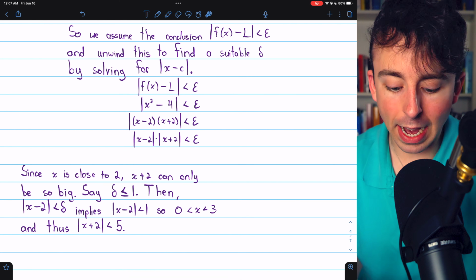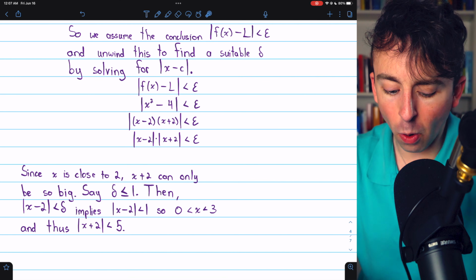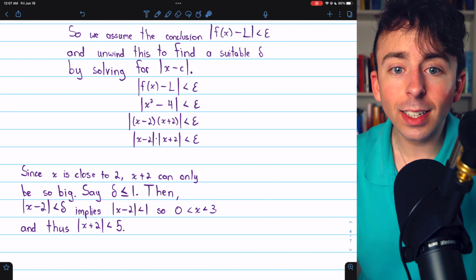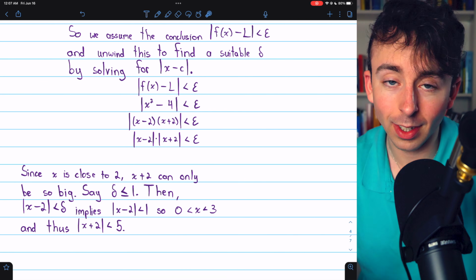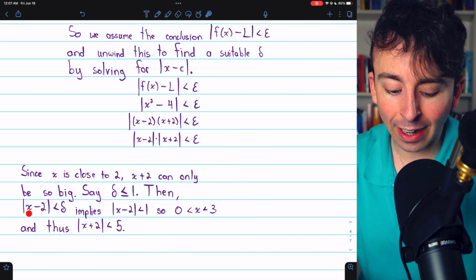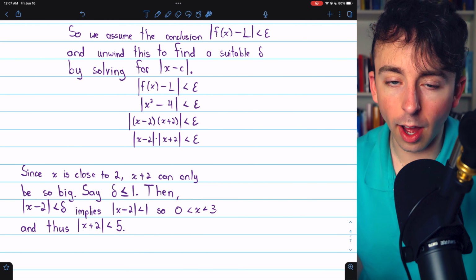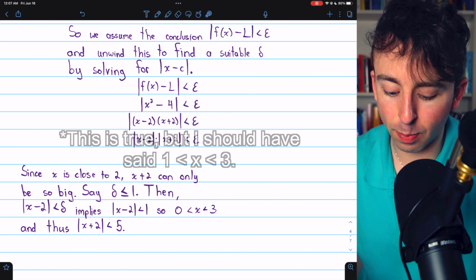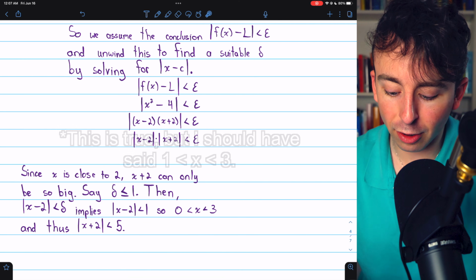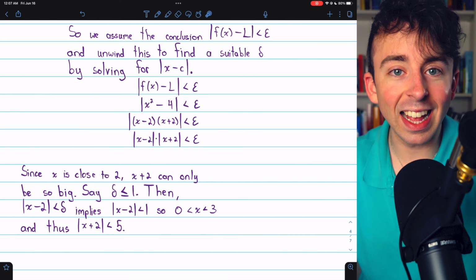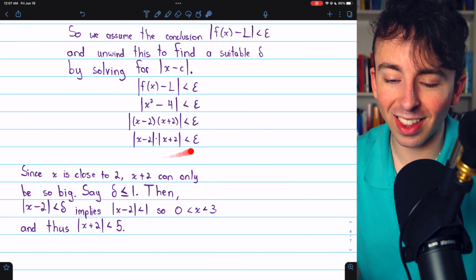And here that is written out. Since x is close to 2, x plus 2 can only be so big. Let's say delta is less than or equal to 1. Any value would work. We just got to pick one. Let's say we pick 1. Then, x being within delta of 2 implies that x is within 1 of 2, which means that x is between 1 and 3. But that means the absolute value of x plus 2 must be less than 5. All right, we've got an upper bound, so we can proceed with the inequality.